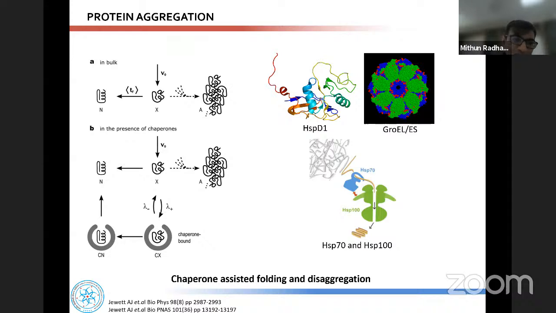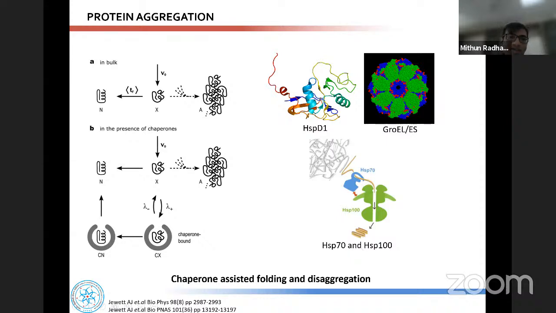They also play a very important role in protein disaggregation and repair. This is just a cartoon representation. If my proteins are aggregated, there is machinery, HSP70 and HSP100, these heat shock proteins. What is thought is that the first step is to disentangle these aggregated proteins. Once the proteins are disentangled, you provide a shielded environment for them to unfold and fold back to a native state, and then you have a folded state.